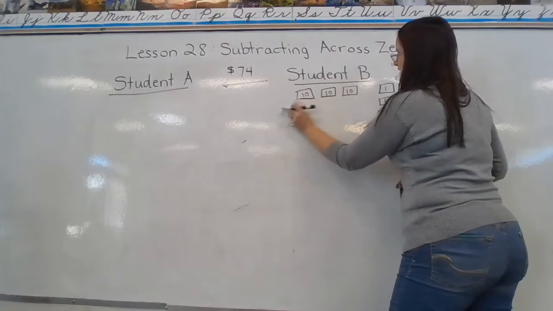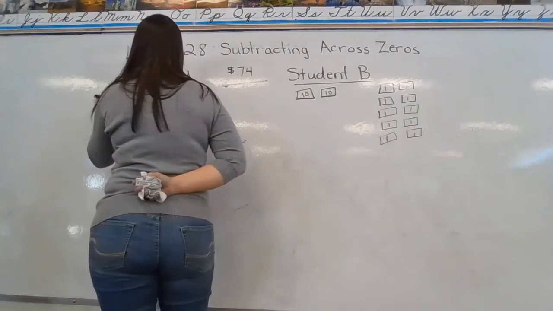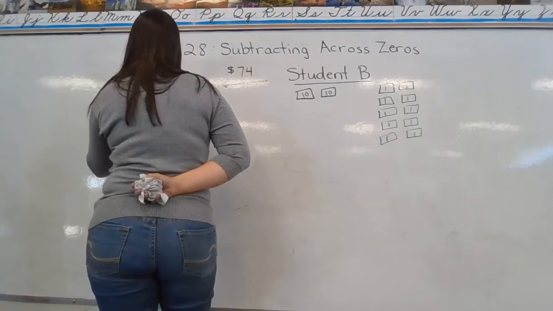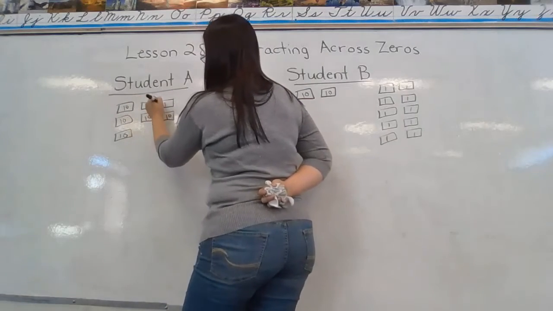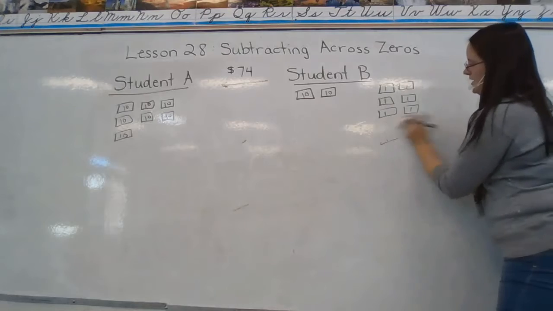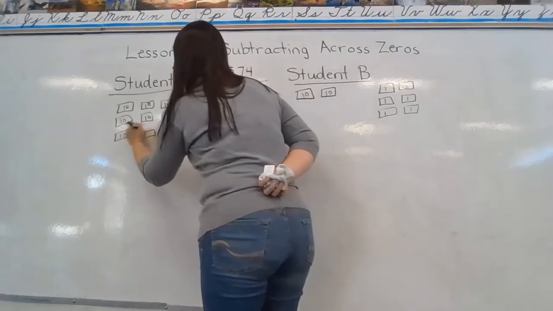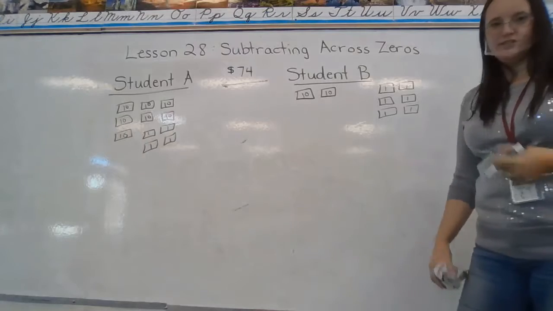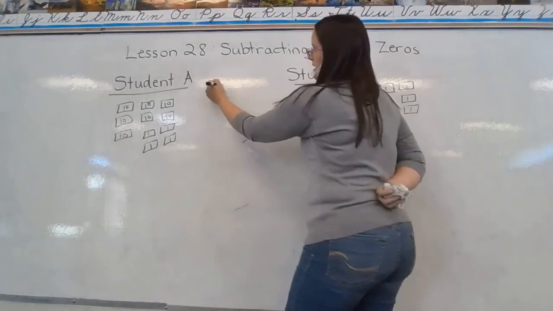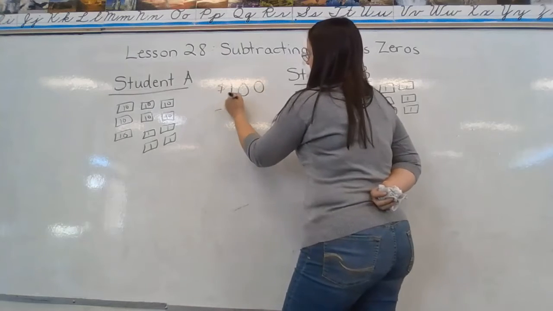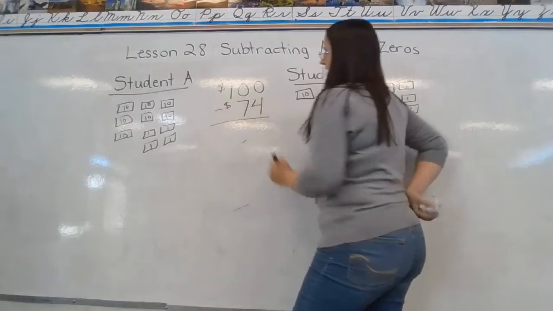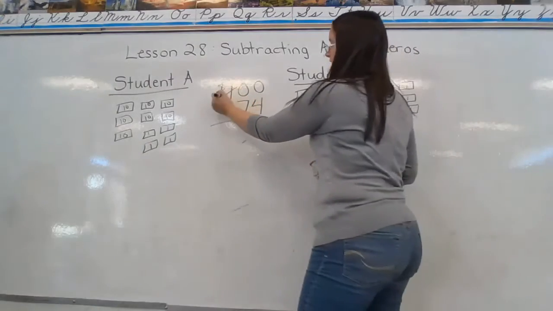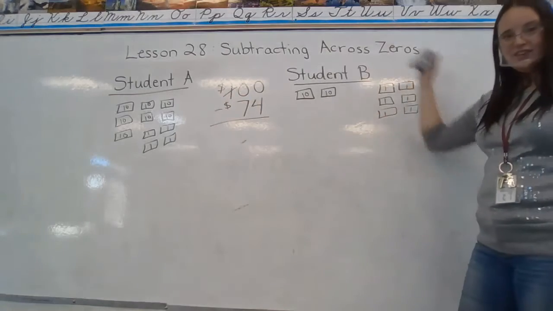Take away 1, 2, 3, 4, 5, 6, 7 tens. And 4 ones. All right, they gave them $74. Let's show that one with a subtraction problem. They started with 100. They subtracted $74. We don't have any ones. We don't have any tens. We have to borrow from the 100. If I borrow 100, I don't have any hundreds left.